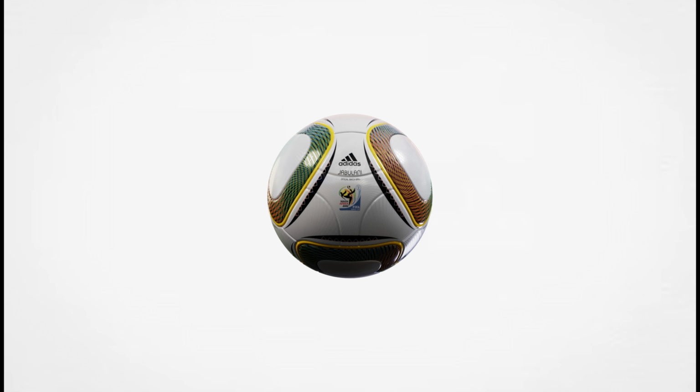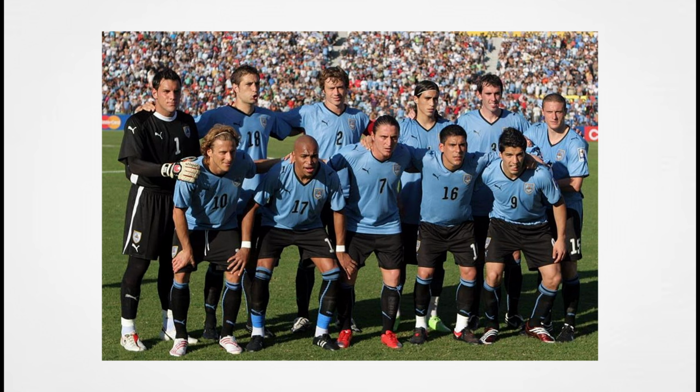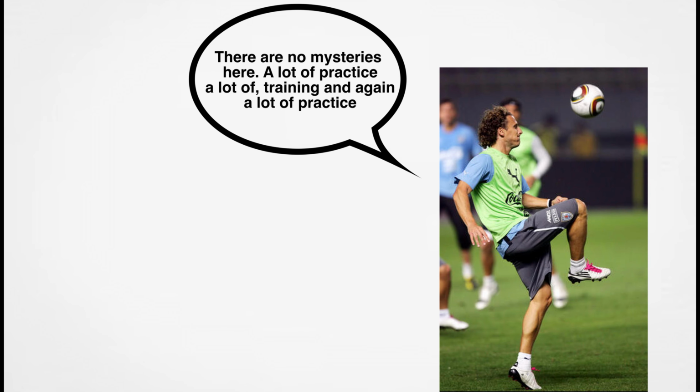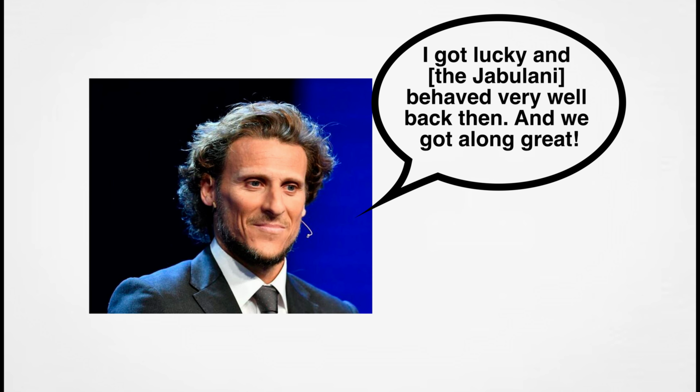However, one player seemed to have tamed the Jabulani. Diego Forlan scored 5 goals with the Jabulani and helped Uruguay make it to the semifinals. He was so dominant in the tournament that he was presented with the Golden Ball as the tournament's best player. So what was his secret? There are no mysteries here. "A lot of practice, a lot of training, and again, a lot of practice," he said. He actually asked Adidas to send him the ball 3 months prior to the World Cup to practice with it. "I got lucky, and the Jabulani behaved very well back then, and we got along great."